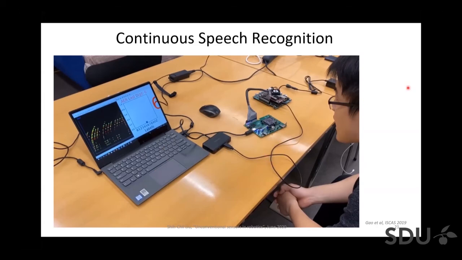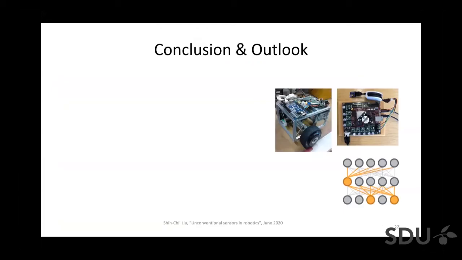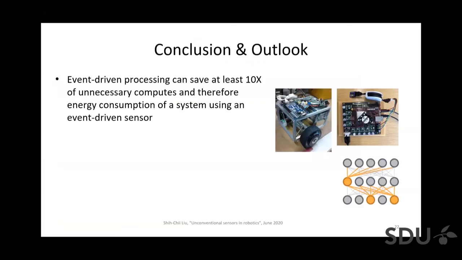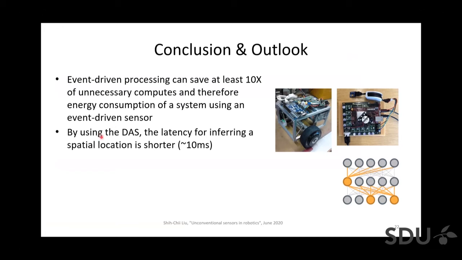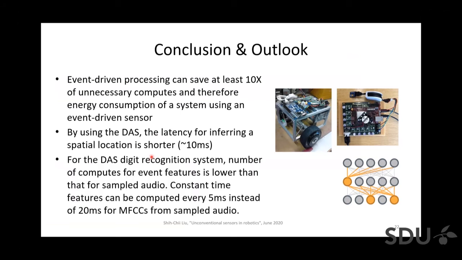Okay, to conclude, an outlook. Hopefully what you can see from the set of examples that I showed is that event-driven processing can save at least 10x of unnecessary computes, and therefore the energy consumption of a system using an event-driven sensor. By using the DAS, the latency for inferring a spatial location is shorter. It's around 10 milliseconds versus 100 milliseconds.